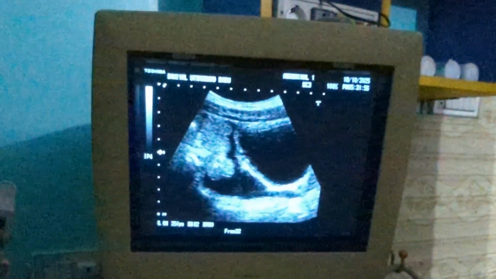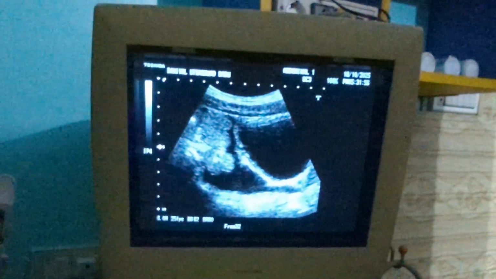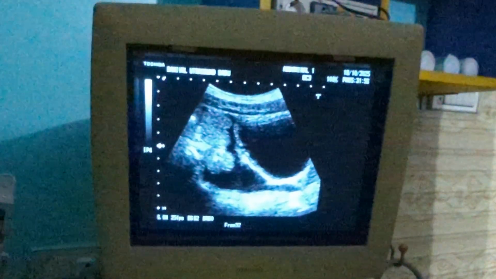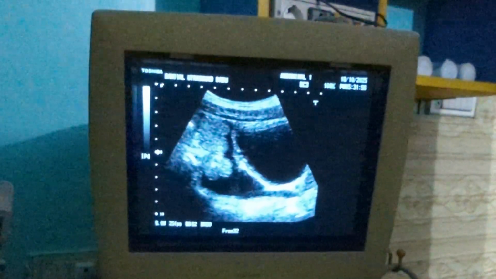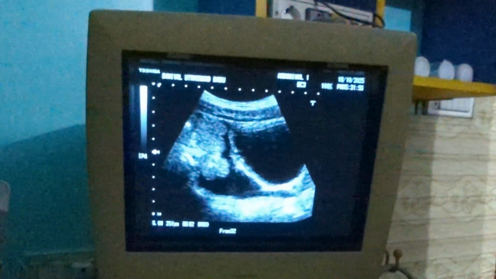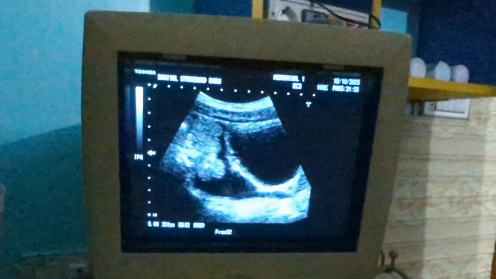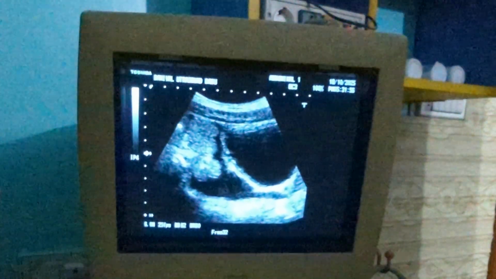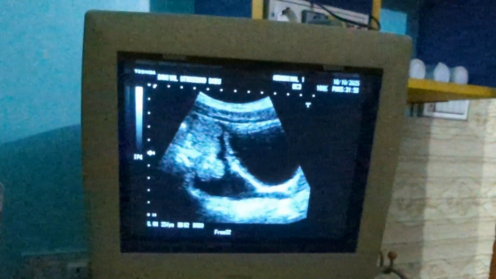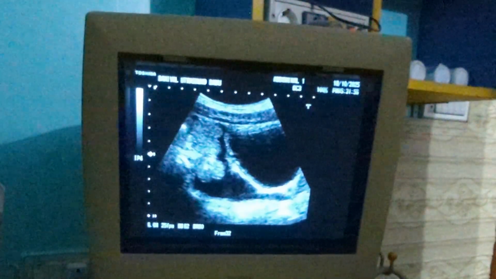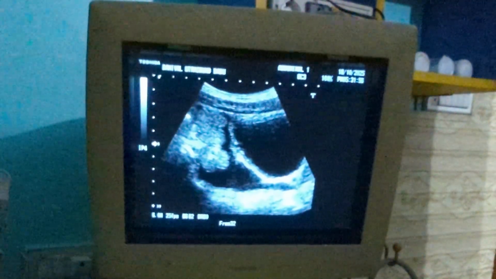The dependent areas could be Morrison's pouch, that is between the liver and right kidney, perisplenic regions, the pelvic cavity or pouch of Douglas in females, or paracolic gutters, and between bowel loops if it is generalized ascites like this. When the amount of fluid increases, the fluid spreads freely throughout the peritoneal cavity or peritoneal spaces and may cause bowel loops to float or move with respiration, like I just showed you.